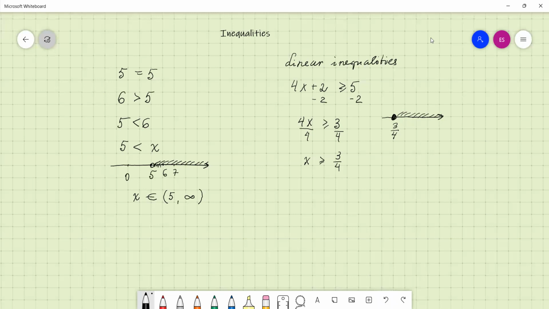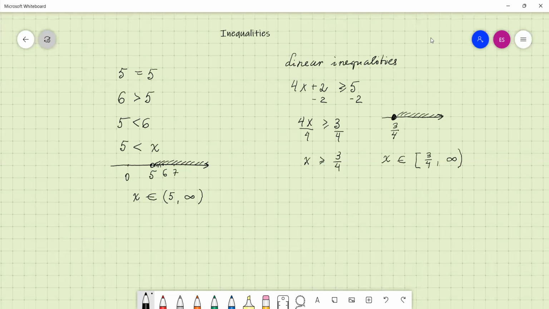If I ask you to write down the answer in interval notation, you're going to write down x belongs, and over here 3/4. We always start writing our interval from the very left point of the interval, and then infinity. Infinity always uses parentheses, never square brackets. Square bracket shows that we actually can use 3/4. If you substitute it here, you are going to get exactly 5, because 3/4 multiplied by 4 is 3, and 3 plus 2 is 5.